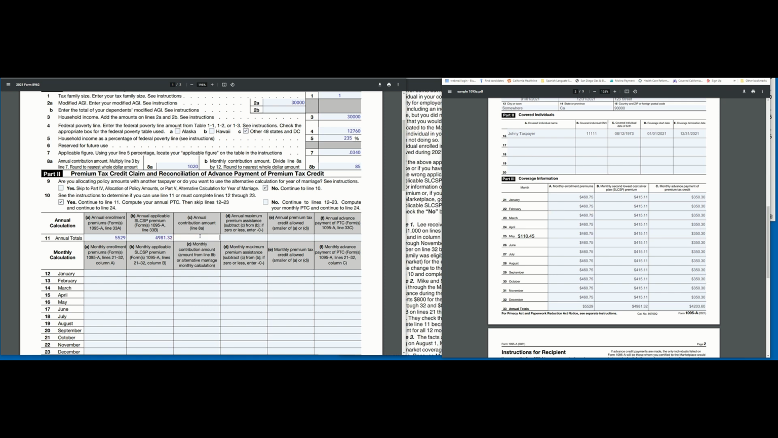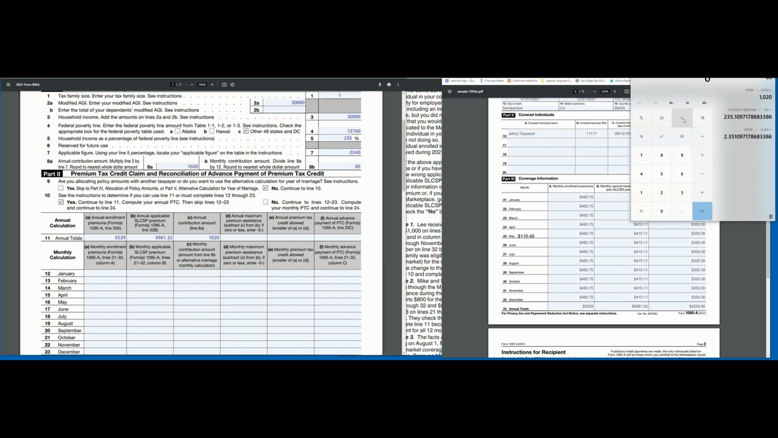And then 11C is the annual contribution amount, which we got from 8A here, $1,020. Now, 11D is the annual maximum premium assistance. So subtract C, $1,020, from B, $4,981.32, and let's see what we get here. So 4,981.32 minus 1,020 gives you $3,961.32.